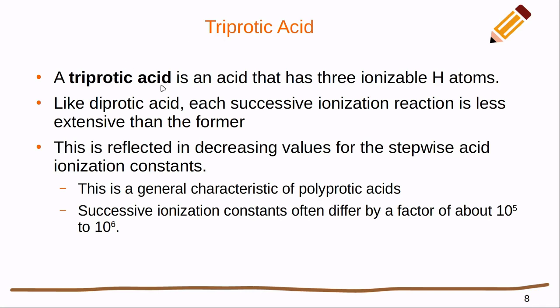A triprotic acid is an acid that has 3 ionizable hydrogens, and the exact same rules for diprotic acids apply. Each successive ionization reaction is less extensive than the former, and this is reflected in the decreasing values for the stepwise acid ionization constants. This is a general characteristic of polyprotic acids. If we had 4 acidic hydrogens, it would also follow. And typically each successive ionization constant differs by a factor of about 10 to the 5 to 10 to the 6.